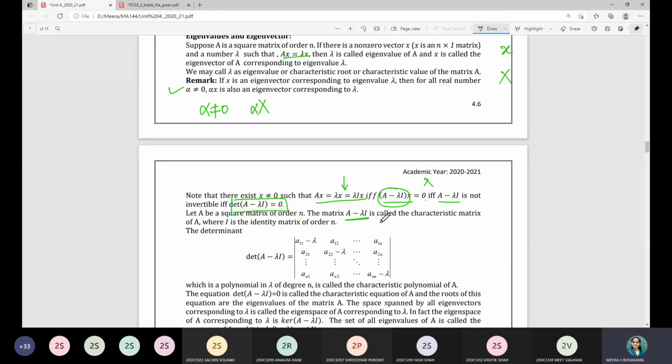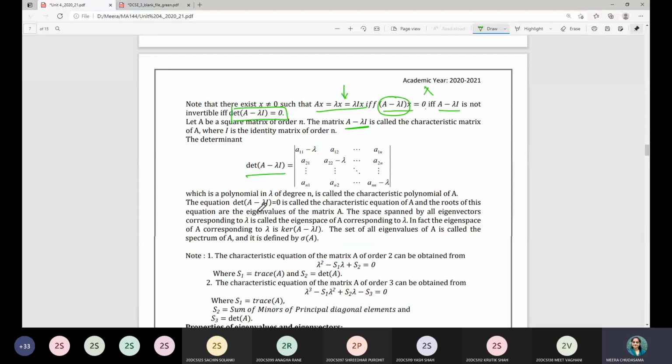So this is called the characteristic equation. A minus lambda I जो मिला, that is called the characteristic matrix. Determinant is equal to 0 is called the characteristic equation. Left hand side में जो polynomial मिलता है, that is called the characteristic polynomial. And roots मिलेंगे, that is called the characteristic roots or eigenvalues of a matrix. The space spanned by all eigenvectors is called eigenspace, and eigenvalues का जो set मिलेगा, that is called the spectrum of A, denoted with sigma A.